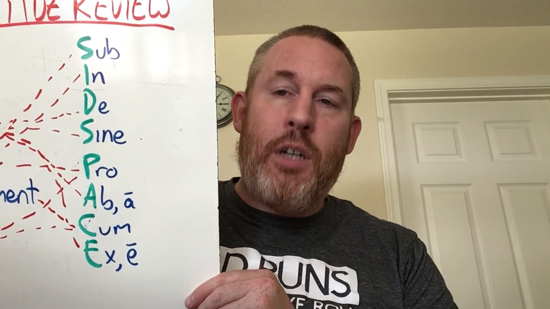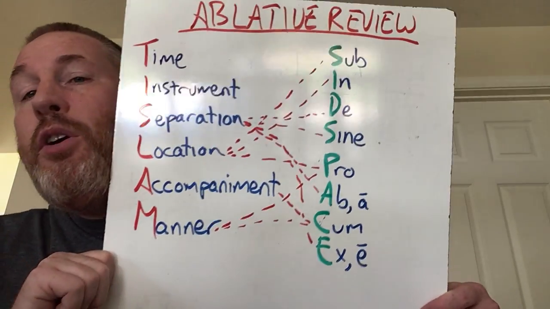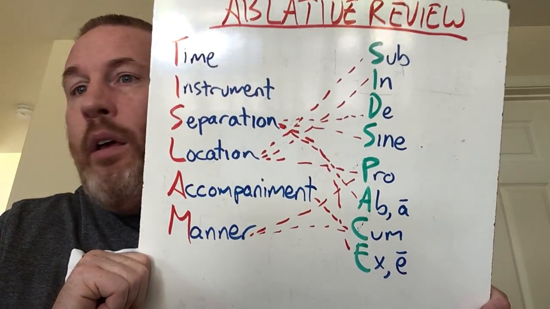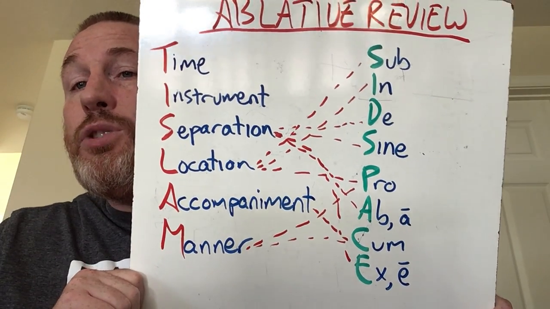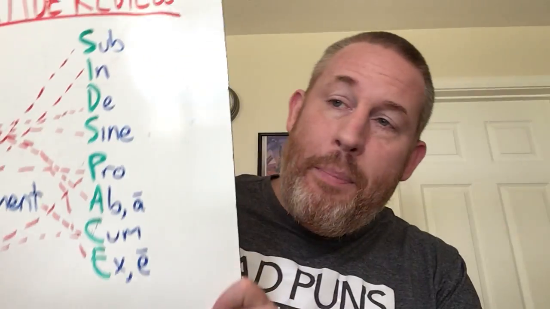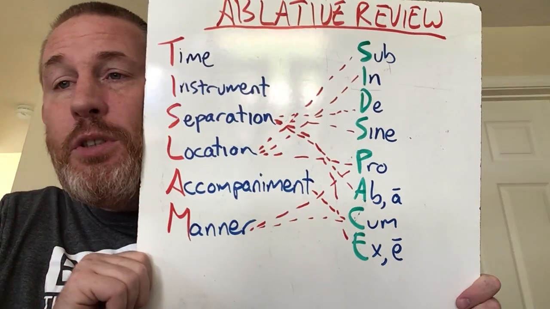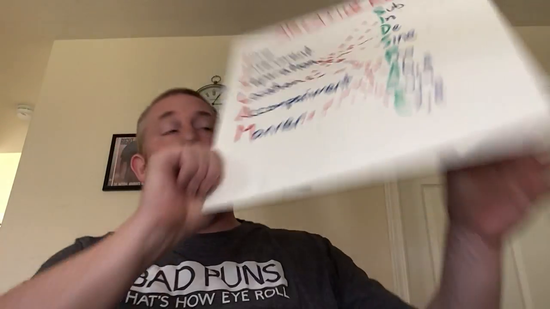Now, some years ago, kids were like, oh, okay, well, then we could just match them up with TISLAM. And the answer is no, you can't. Take a look at that. It doesn't make much sense to try to do that. All you got to do is just try to figure out how is the ablative being used, what preposition did I use? That's it. If you try to match them up, you're going to end up confusing yourself and being frustrated because they don't always match up, okay?